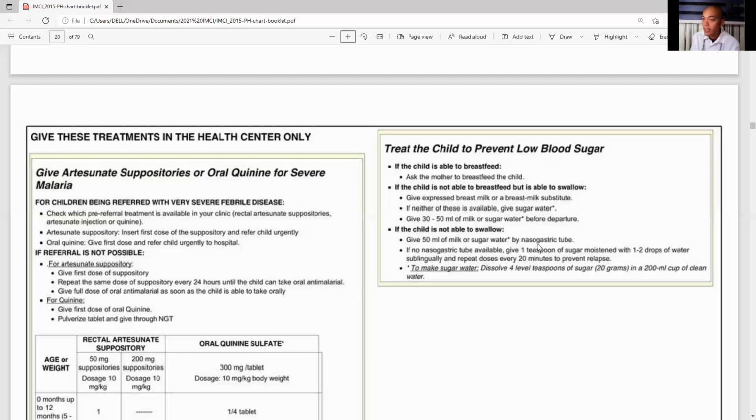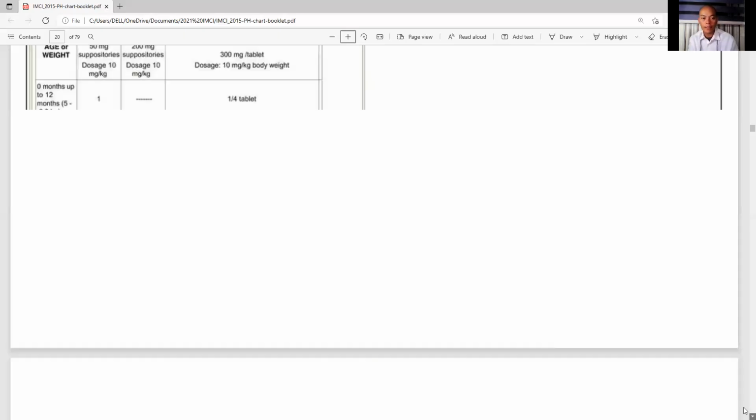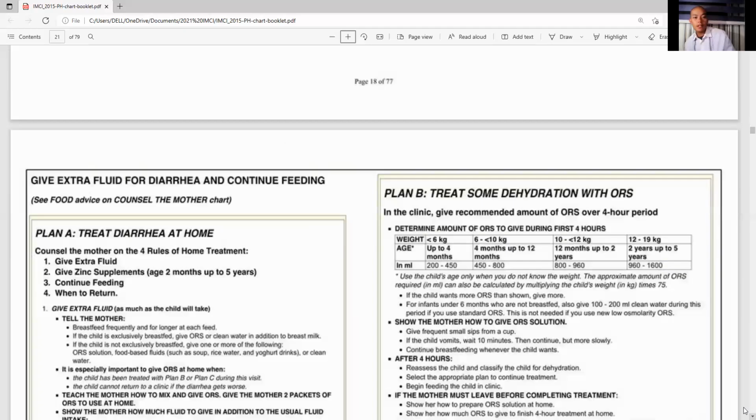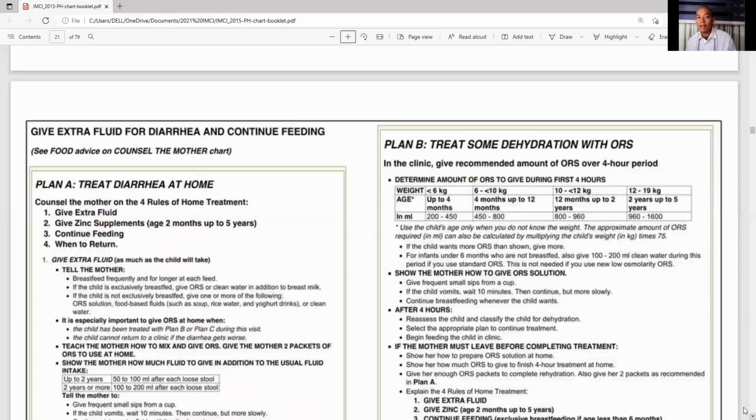If the child is not able to swallow, okay, NGT if possible. Nasogastric tube if available, give 1 teaspoon of sugar moistened with 1 to 2 drops of water. Make the sugar water: dissolve 4 teaspoons of sugar, 20 grams. So give extra fluid for diarrhea if the patient is present for diarrhea. Ito na yung sinasabi natin kanina, plan A, plan B, and plan C. It depends what type of dehydration.